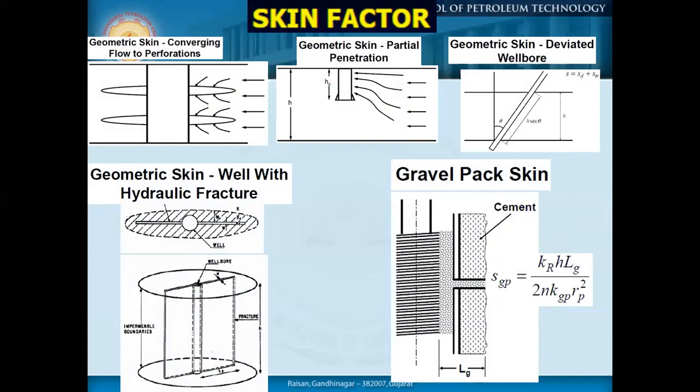Okay, so you can see here geometric skin, what is that? Partial penetration. You see in the first diagram the total pay thickness is high, but the perforation is not.